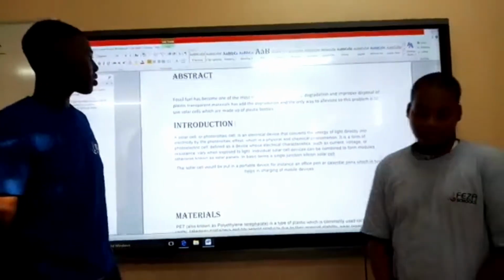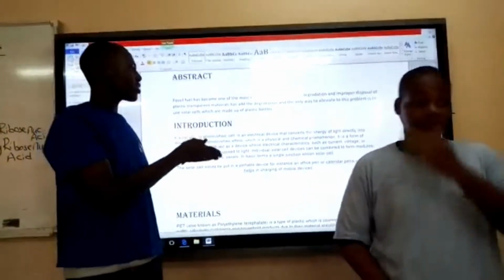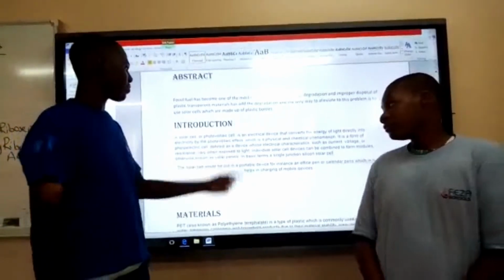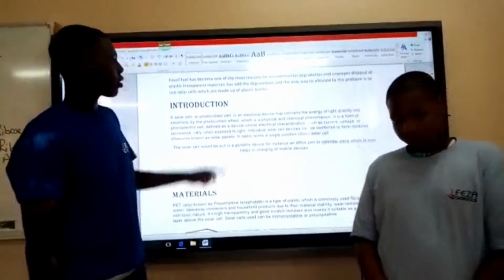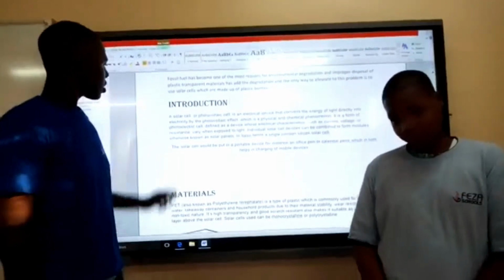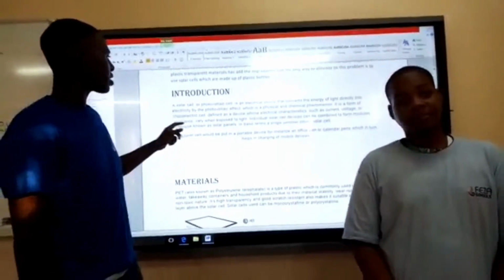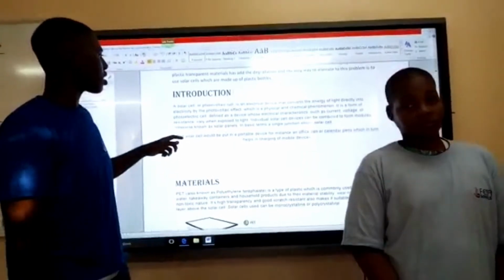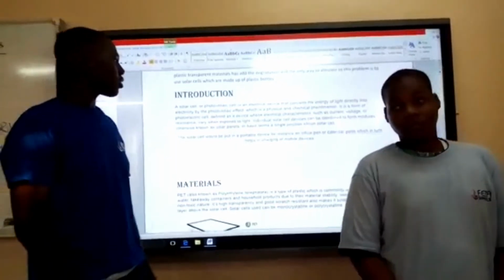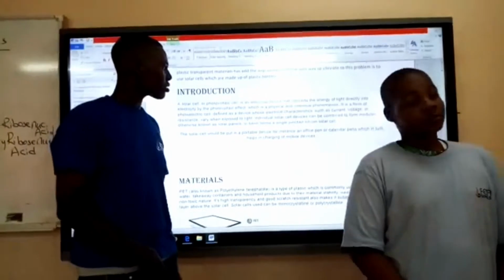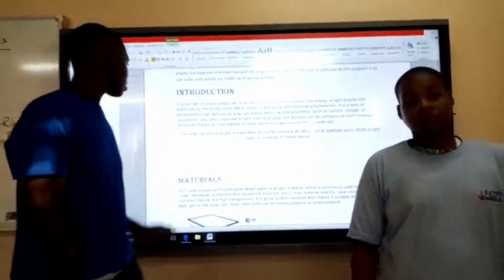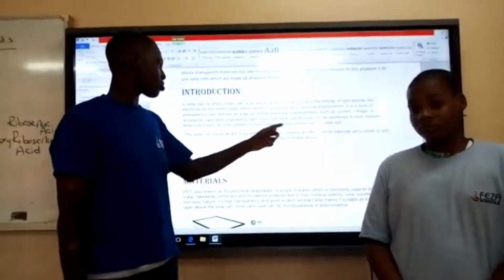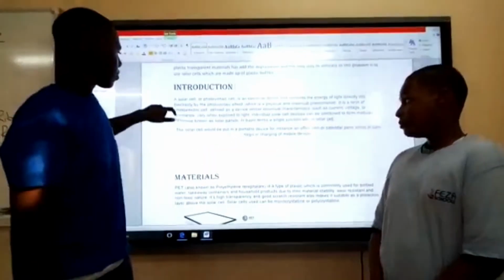What is a solar cell? A solar cell is an electrical device that converts the energy of light directly into electricity by the photovoltaic effect, which is a physical and chemical phenomenon. It is a form of photoelectric cell, defined as a device whose electric characteristics, such as current, voltage, or resistance, vary when exposed to light. Individual solar cell devices can be combined to form modules, otherwise known as solar panels. In basic terms, a single junction silicon solar cell.